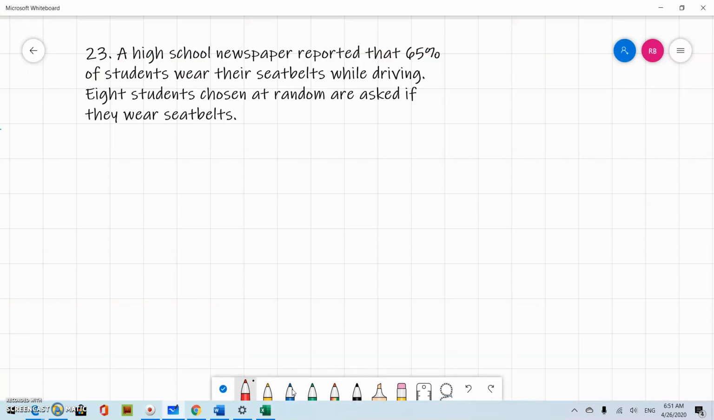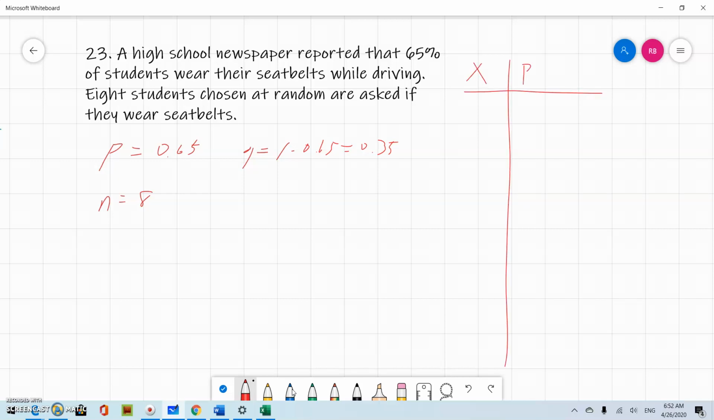23 says 65% of students wear a seatbelt. So let's say p is 0.65. Then q is 1 minus 0.65, which is 0.35. And they ask 8 people at random, so n is 8. So to make this table, we still need to do X and P of X, and then do 0, 1, 2, 3, 4, 5, 6, 7, 8. Although this is less than the other one, I will still use Excel because that's the fastest.